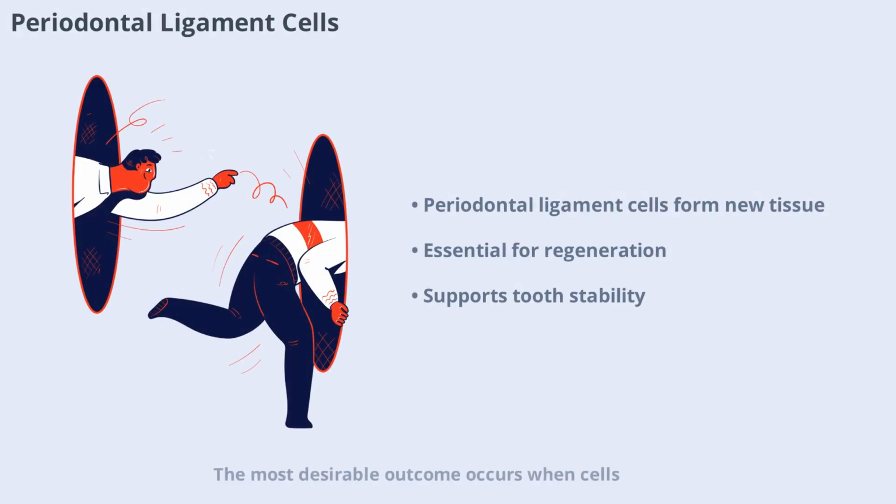The most desirable outcome occurs when cells from the periodontal ligament proliferate coronally during healing. These cells are capable of forming new cementum and periodontal ligament, which are essential for true regeneration. The periodontal ligament acts as a bridge, connecting the tooth to the alveolar bone and supporting the overall structure. Ensuring that these cells dominate the healing process is a key goal in advanced periodontal therapy.